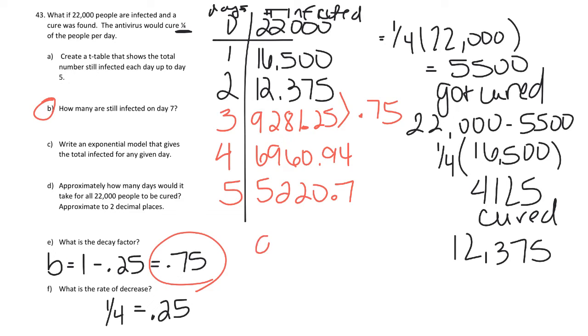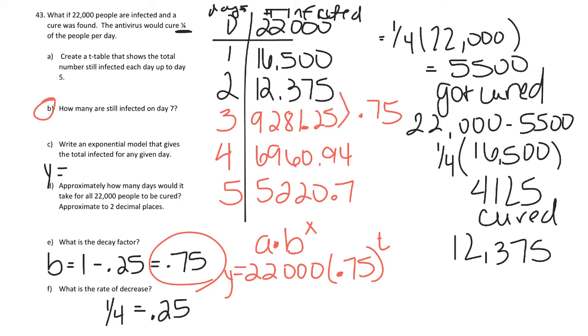And remember that our model is a times b to the x. A is our initial, 22,000. B is our growth or decay factor. In this case, our decay factor is 0.75 to the t, and this is our model. Remember, the model is not a graph, the model is an equation. So y equals 22,000 times 0.75 to the t.